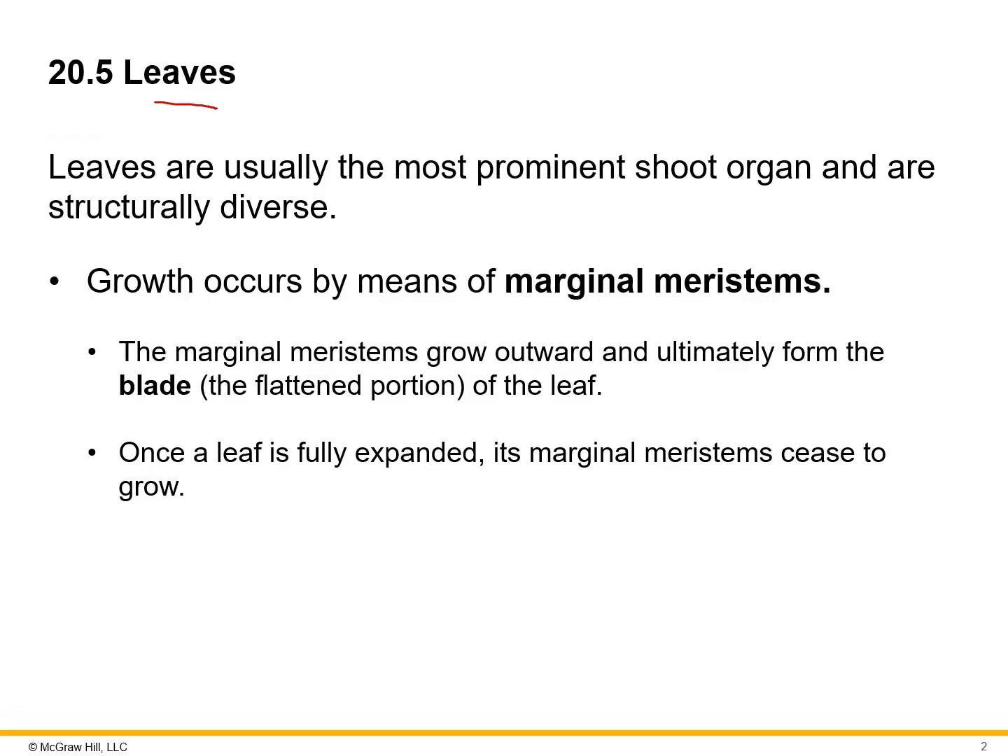All right, now moving into our leaves. The leaves are usually the most prominent organ that we think about. Their growth comes from what is referred to as marginal meristems, and they grow outwardly and ultimately form the blade of the leaf, the flat portion. Once the leaf's fully expanded, that marginal meristem actually stops. So the leaf doesn't continue getting bigger throughout its existence. It gets to its size fully formed, and then it stops growing.